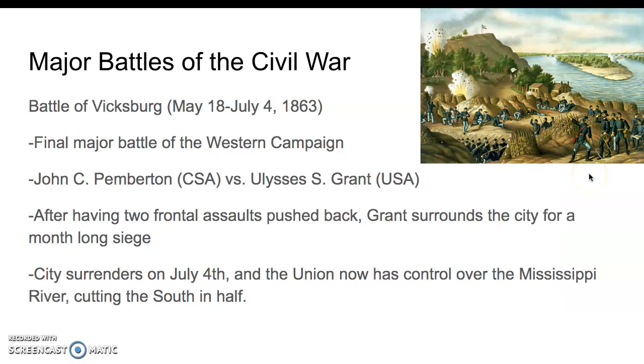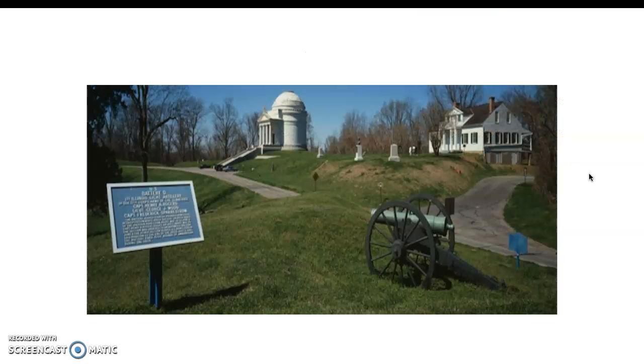Battle of Vicksburg, May 18th through July 4th, 1863, the final major battle of the Western Campaign in Mississippi. John C. Pemberton for the South versus U.S. Grant for the North. After having two frontal assaults pushed back, Grant surrounds the city for a month-long siege to starve them out. The city surrenders on July 4th, and now the Union has control of the Mississippi River and the shipping industry there, cutting the South in half, which was one of the plans from the outset of the war.